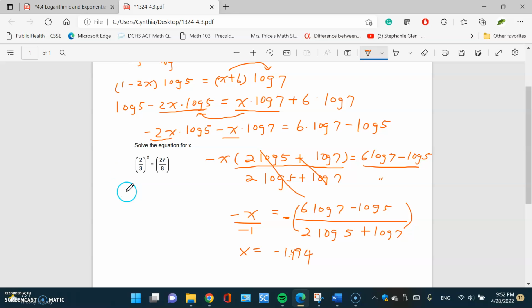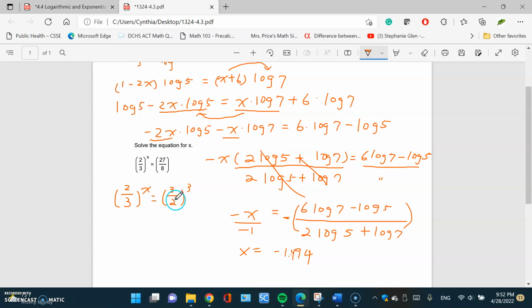Another question, this is an exponential equation. So the left hand side gives us 2 over 3 to the power x. When I look at the right hand side, it looks very similar. However, the pattern is upside down. The left hand side we have 2/3, right hand side 27 over 8. Eventually I can rewrite into 3 over 2 to the power 3.